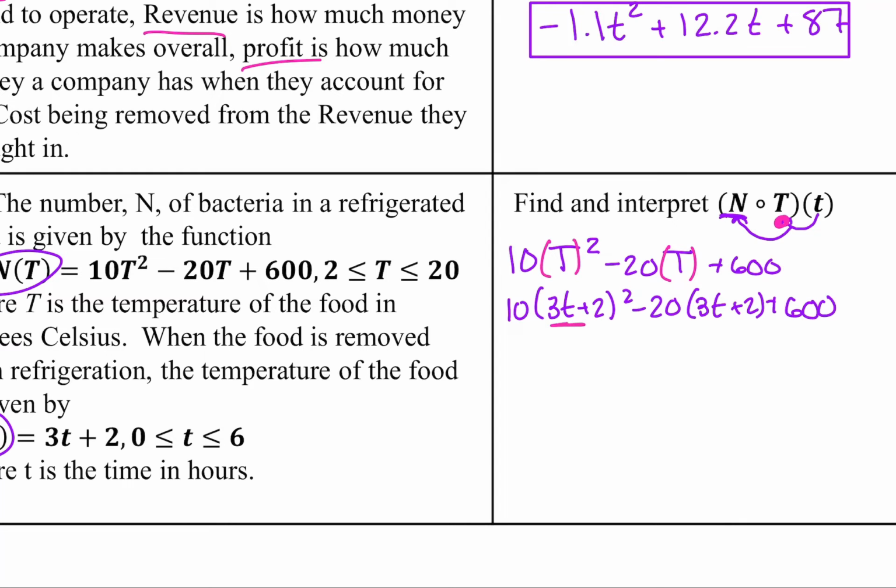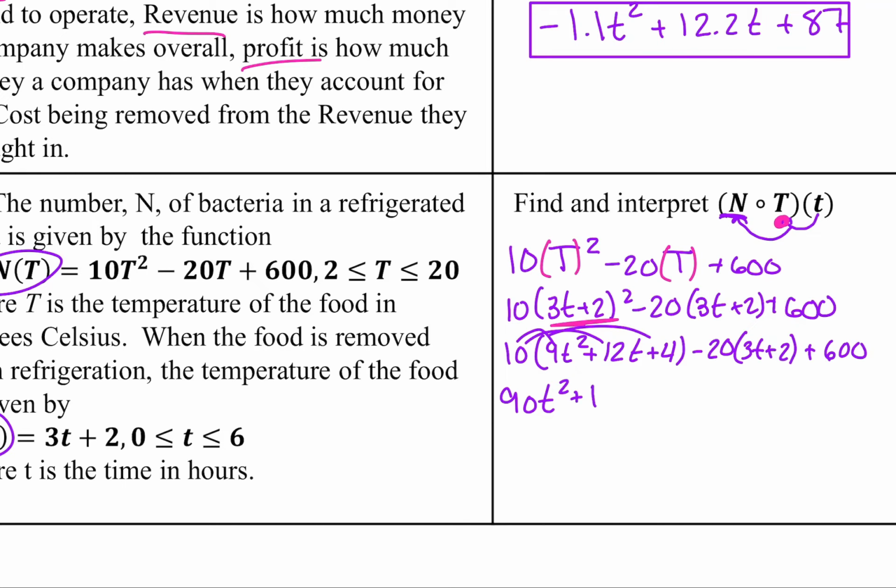All right, first thing we got to do, we got to make sure that we FOIL this out. Don't distribute until you've done that FOILing step. So 3t times 3t is 9t squared. 2 times 3t is plus 6t, and then there's going to be another plus 6t, so plus 12t. And then 2 times 2 is 4. And then we're on our distributing step, so we'll distribute everything here. So negative 10 times 9t squared plus 12t plus 4, 90t squared plus 120t plus 40. Distribute the negative 20 over here, minus 60t minus 40. And I got my plus 600 still hanging out over here.